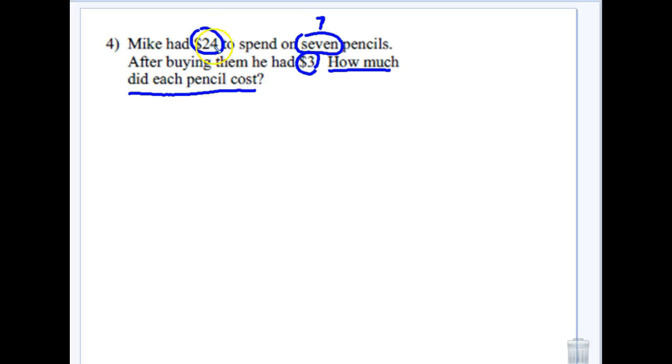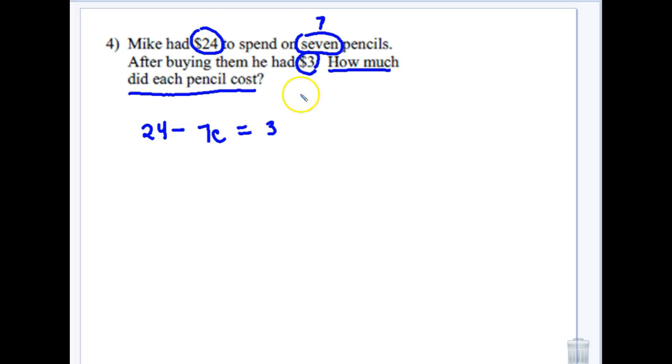Okay. So we're going to try and come up with a problem. He had $24. Okay. Started with $24. He spent, right? So spent means to take money away. He spent on 7 pencils the cost of the pencils. I don't know what the cost is. That's what it's asking me. How much did each pencil cost? After buying them, so he was left with how much money? $3. There's my equation. Okay?